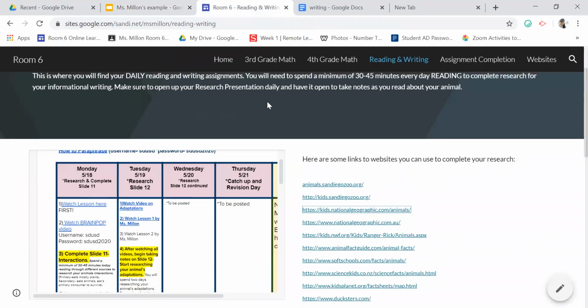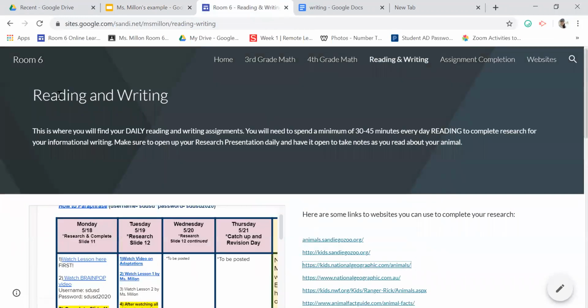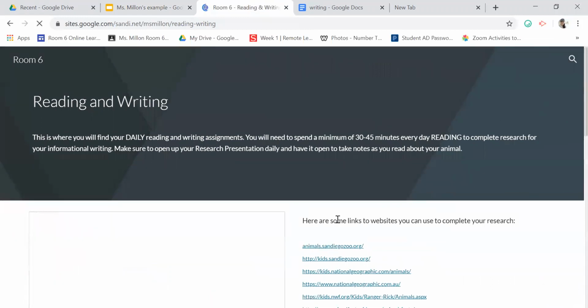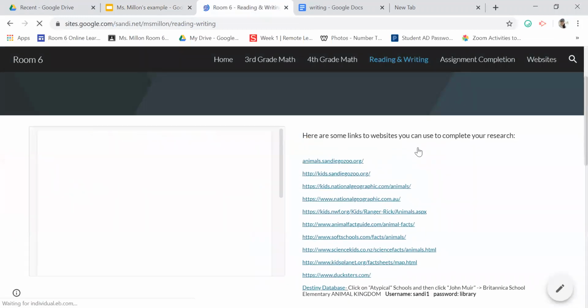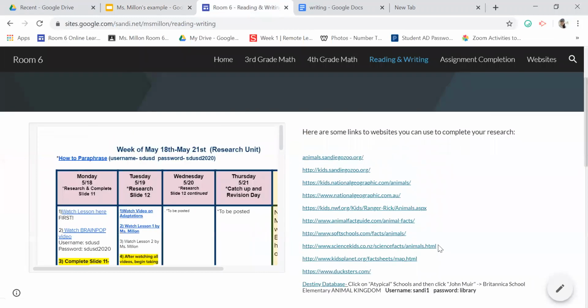So what I would do if I was a student is I would go first off to the distance learning website and click on reading and writing. And this is where you can find a link to all the websites, some of the websites we can use for our sources.